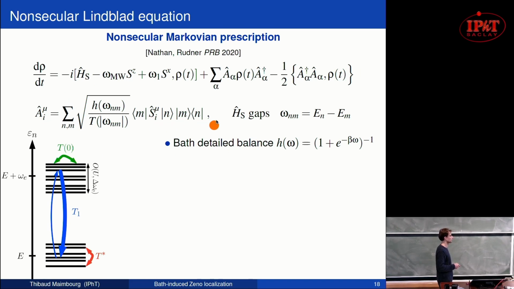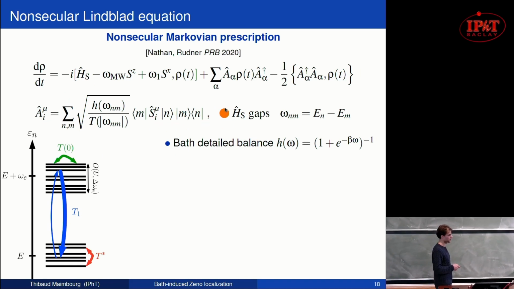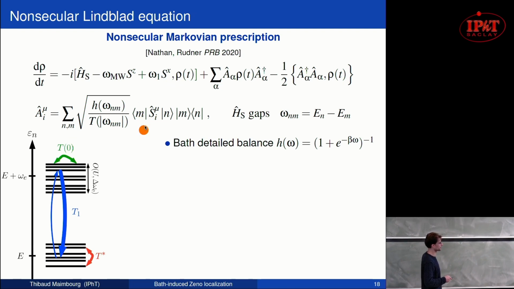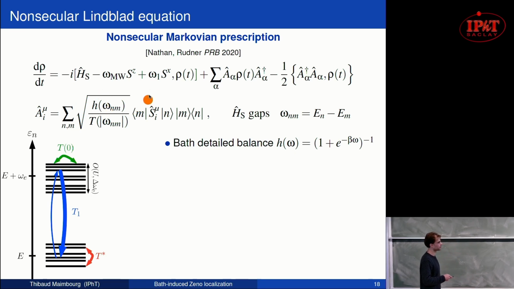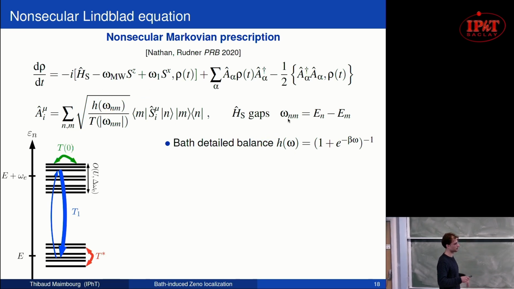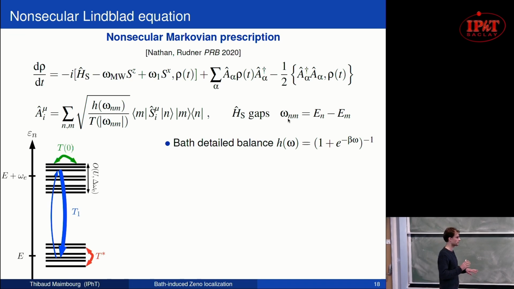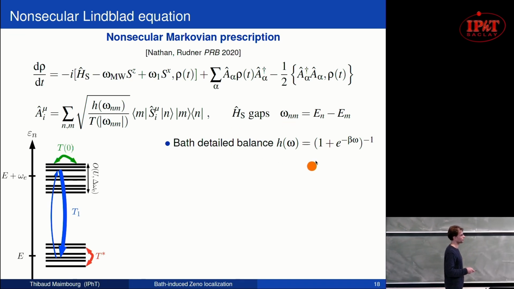So it's a sum over all the possible eigenstates of the system. Here you recognize S_i^mu, which are the local operators that are coupled with the bath. And here you have functions of omega_nm, which are all the gaps of the system. This h here, it's not really useful. It's just something that ensures detailed balance at some temperature beta, which means that if you don't put the microwaves, you would go to the Boltzmann equilibrium at temperature beta.